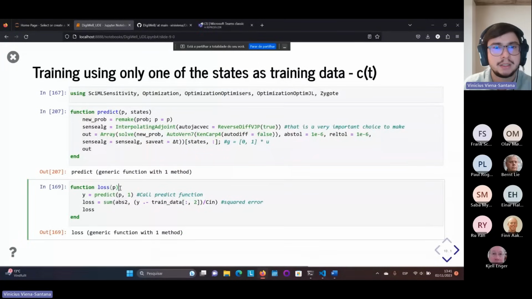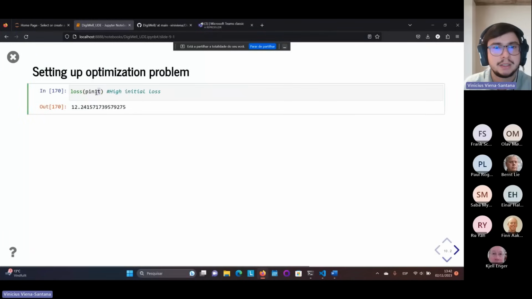So now I can set up my loss function. The loss function has as input the parameters of my neural network. I just make my prediction considering only the first state. And then I compare the observations with my training data. And then I can square this difference, and then sum up all the records I have. I also have scaled my difference with respect to the input concentration, so my loss function has no engineering units, but it's unitless. So if I try to calculate the loss function with the initial randomly initialized parameters, I can expect to have a very high loss, of course.